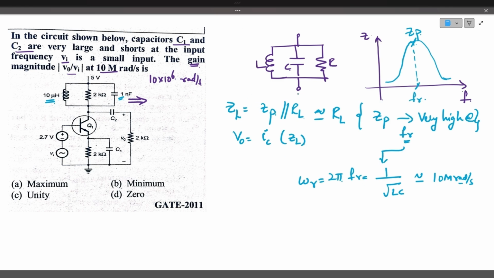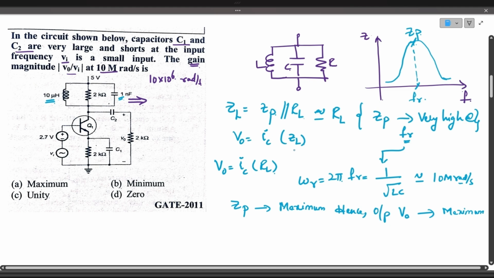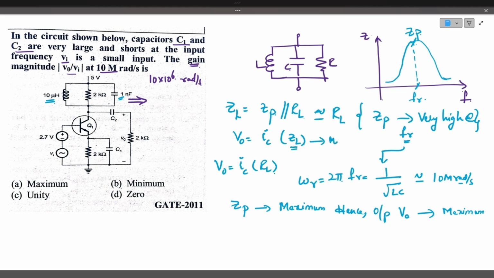So the circuit is at the resonant frequency. So the output can be given as the collector current multiplied with RL. Here ZP is maximum, so there is a maximum output. You can tell that ZP is at the maximum value. Hence, the output voltage is also maximum. As the impedance is maximum, the output voltage also will be maximum. As the output voltage is maximum, the voltage gain Vo by Vi is also maximum.